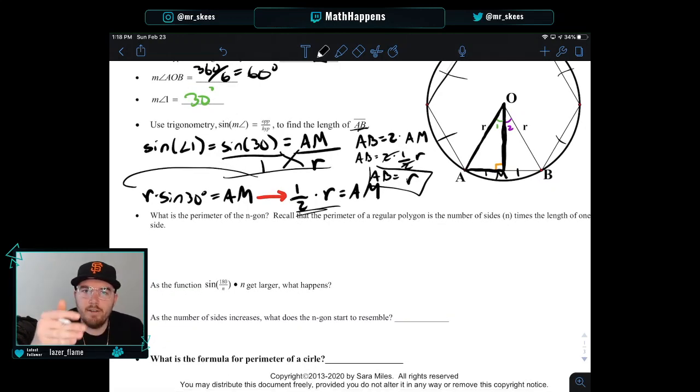Let's do all of that over again, except instead of having a 6-sided shape, let's have an N-sided shape.